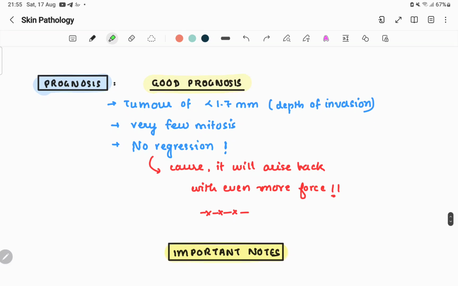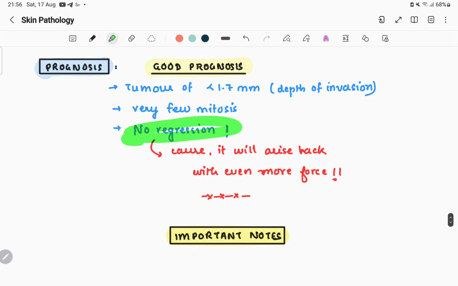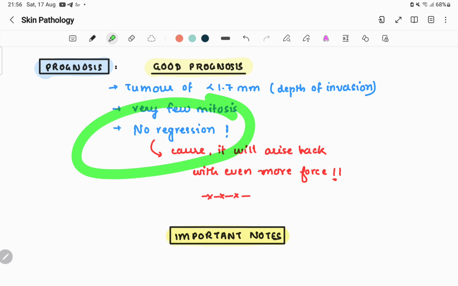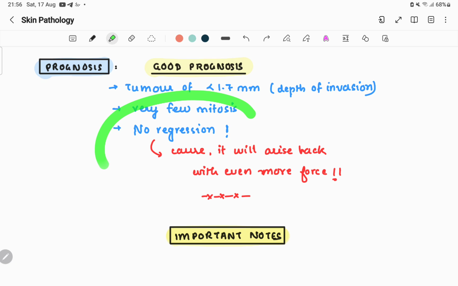What are the points in good prognosis? If the tumor is less than 1.7 mm depth of invasion, that's a good prognosis. Few mitoses is a good prognosis, and if there is no regression. If there is regression, remember, we have a bad prognosis associated with it, because it will arise back with even more force.